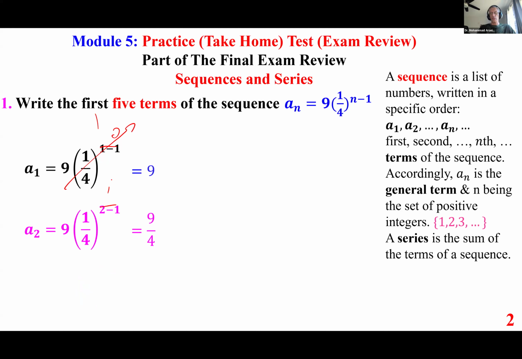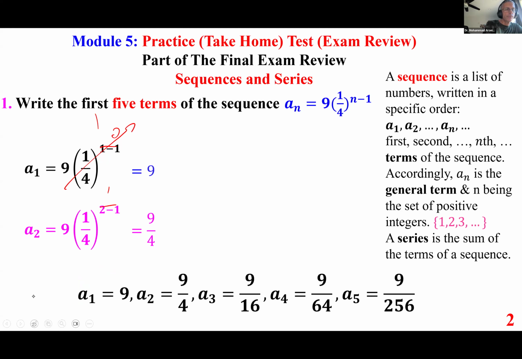And of course, you can do the rest of them, and we get the other 3 terms in the same manner. As you may notice, it's being multiplied by 1/4 to get the exponent, so on and so forth.